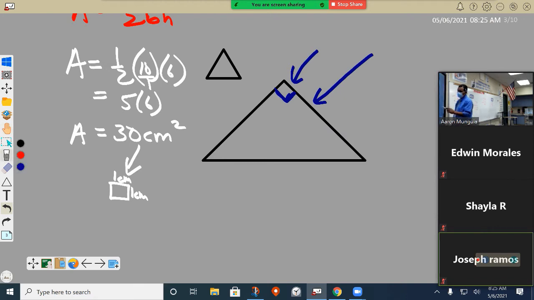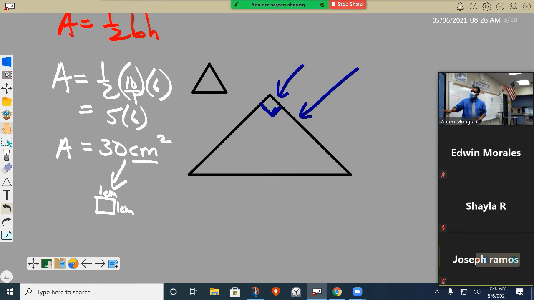So every time you're dealing with area, you have to have square centimeters, square inches, square units. It's got to be square something because we're dealing with square tiles here for area. Let's find the perimeter.